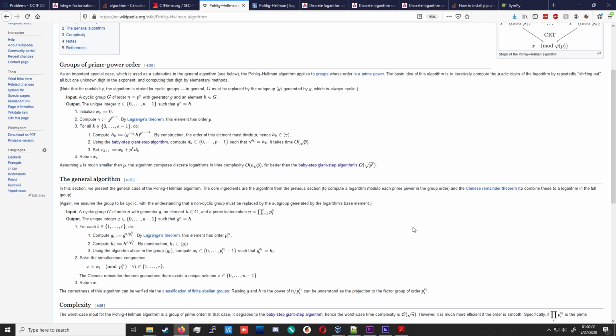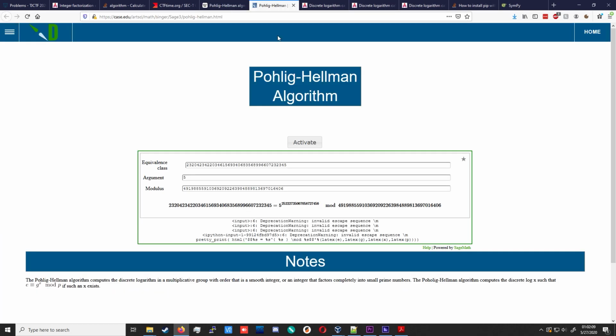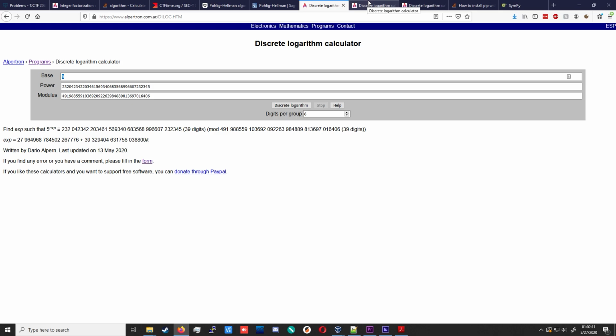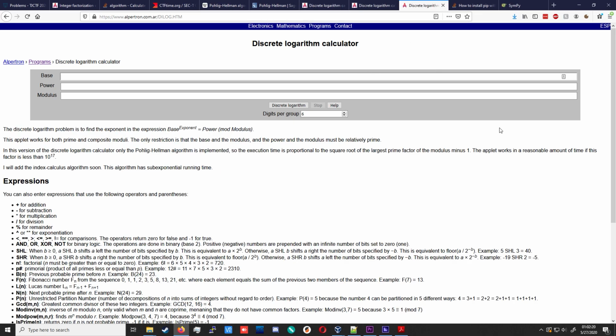Now, this algorithm is implemented by some web calculators. Generally, I like the Alpratron site, but in this case, its discrete log calculator gets the wrong result. And my first thought was maybe it gets the wrong result because we didn't follow the input stipulations here.